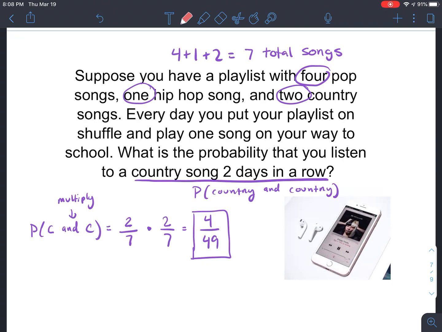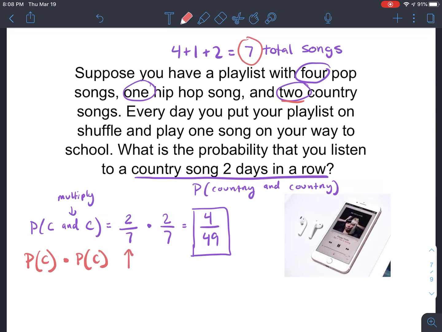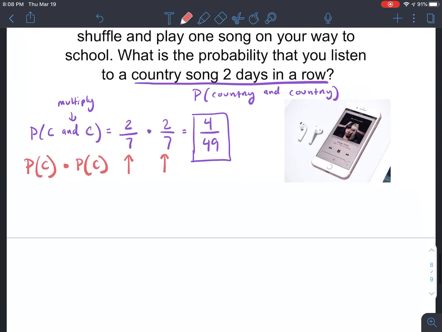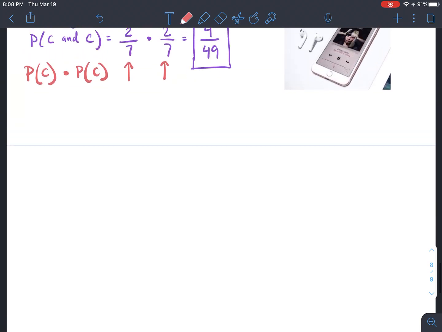So here's the answer to that. First, we need to find out what the total number of songs on the playlist is. 4 plus 1 plus 2 is 7 total songs. So remember, if we're looking for a probability of country and country, we're going to be multiplying the probability of listening to a country song times the probability of listening to a country song. So there are 2 country songs of the 7 total on the playlist. So the probability of listening to a country song is 2 over 7. We multiply that by itself to get 4 over 49.